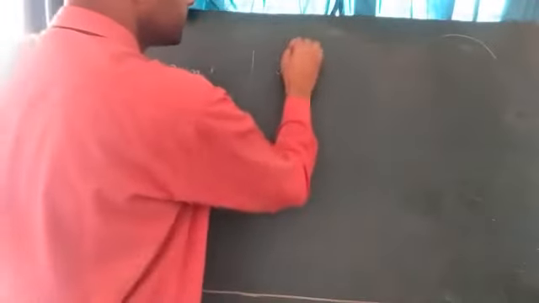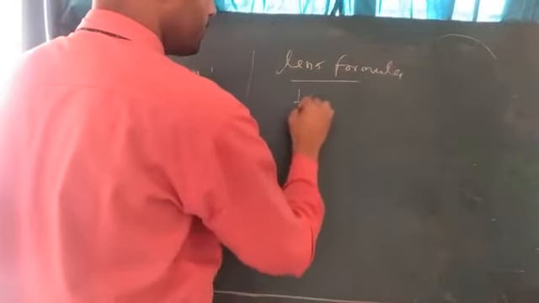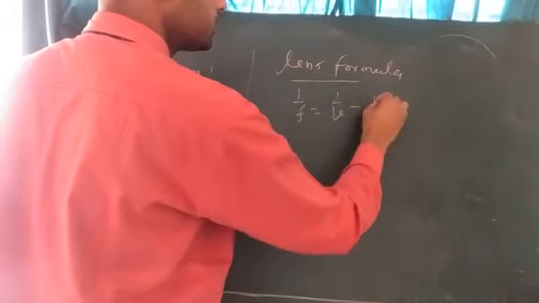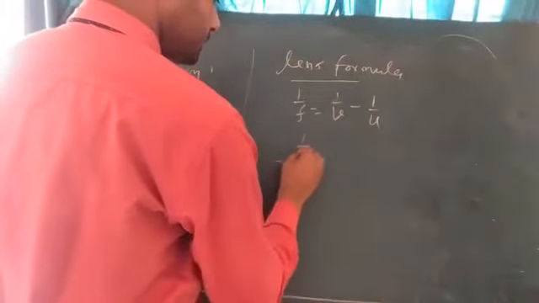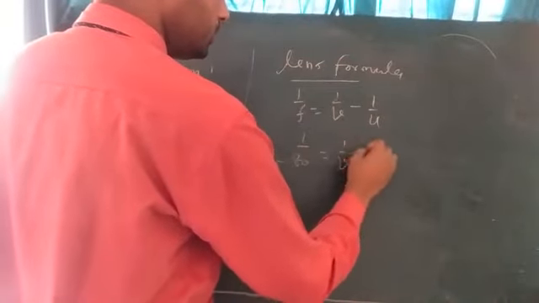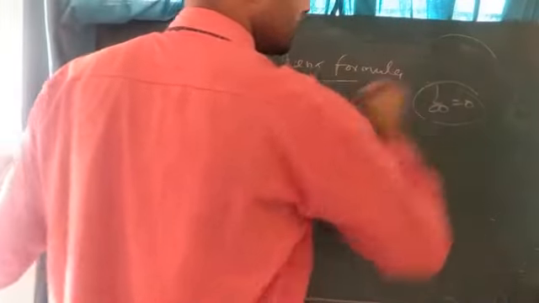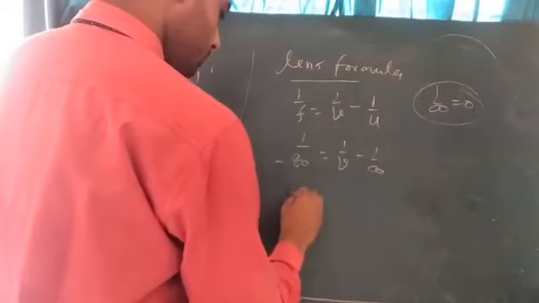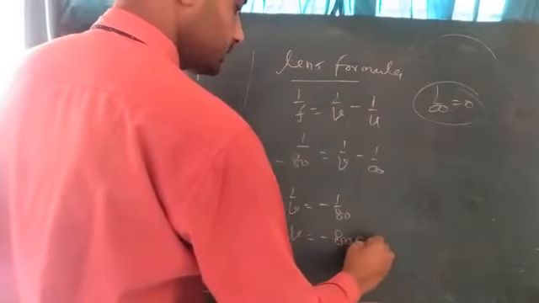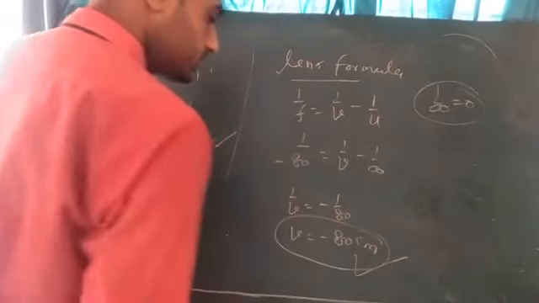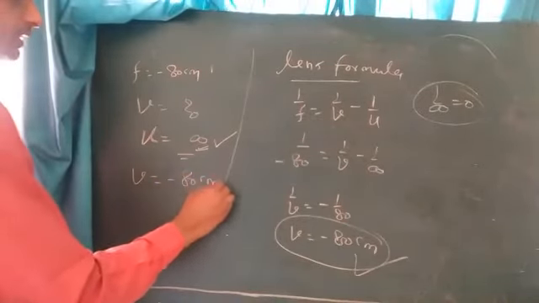So by using lens formula, 1 upon f equal to 1 upon v minus 1 upon u. So f is minus 80 centimeter, 1 upon v and 1 upon infinity. And as you know, 1 upon infinity is equal to 0. So 1 upon v is equal to minus 1 upon 80. So v is equal to minus 80 centimeters. So this is the far point. V is equal to minus 80 centimeters.